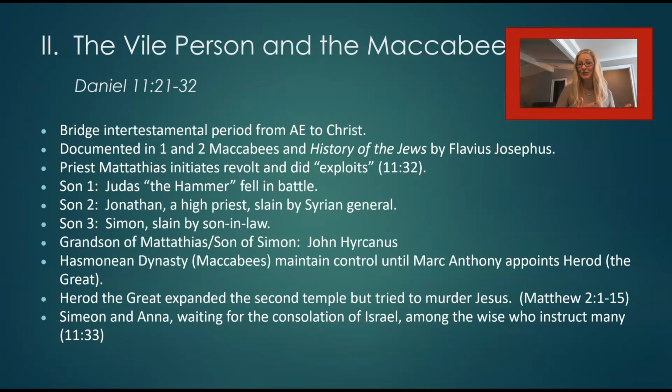Now, let's continue looking at this second main division, this traditional outline of Daniel, from the vile person to the abomination of desolation, and how it could possibly point to the time of the Maccabees. This time period is well documented in 1st and 2nd Maccabees in the history of the Jews by Flavius Josephus. A family headed by the patriarch Mattathias, a priest, initiates a revolt against the unjust government, and they do exploits, as Daniel 11:32 seems to indicate.